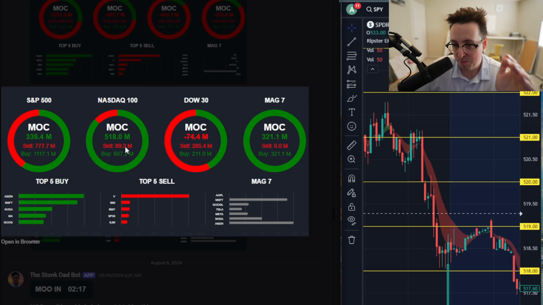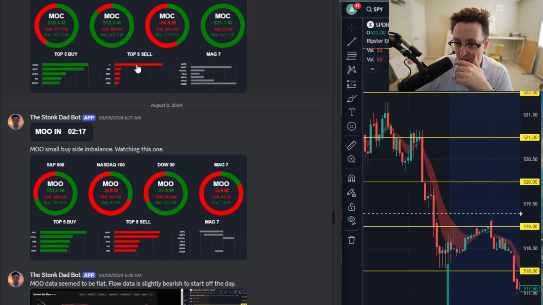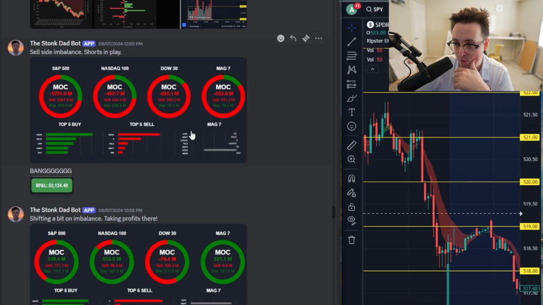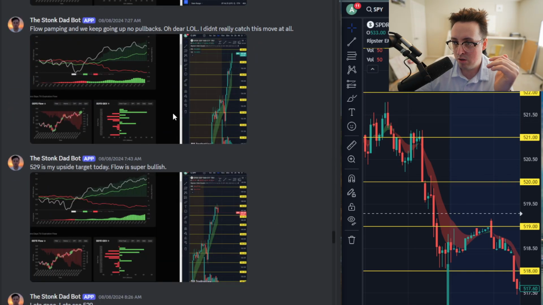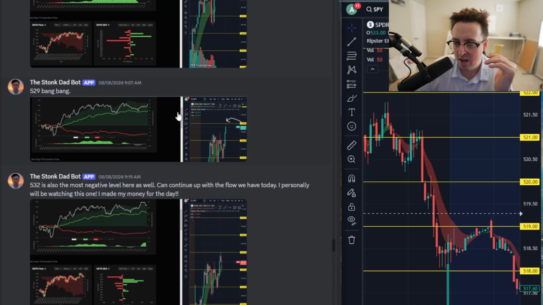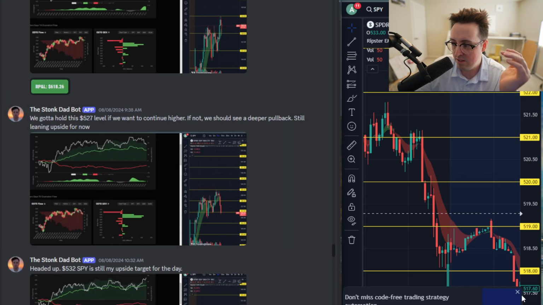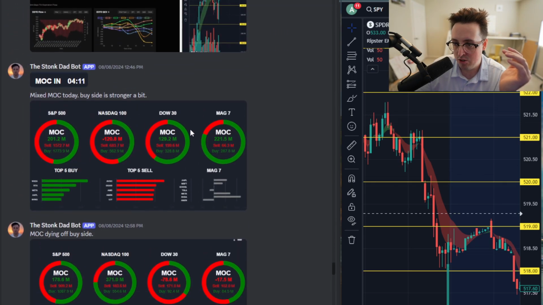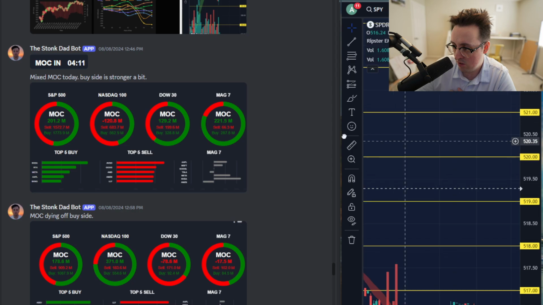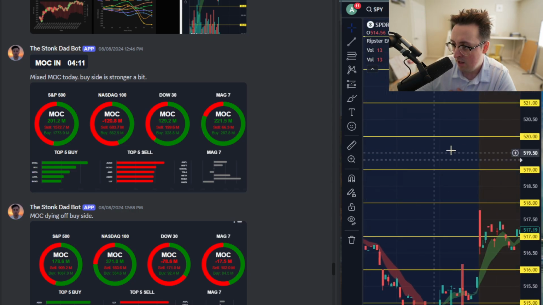And then I took my profits as I saw the imbalance go buy side, and it has been working out very well so far this week. So I'm net green on the week just based off this mock data. So let's scroll on over to Thursday. And I hope you guys are understanding a little bit more of what I look for in these imbalance trades.